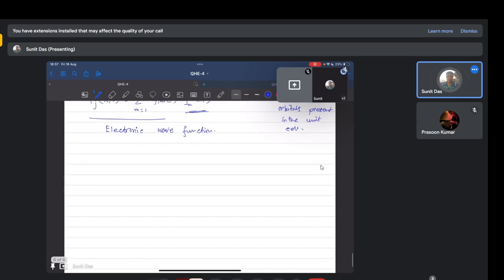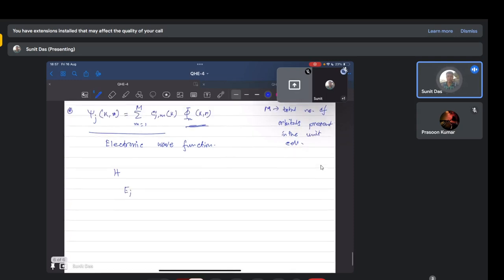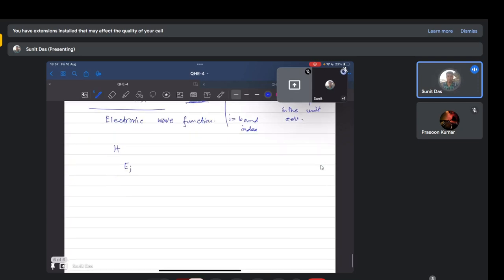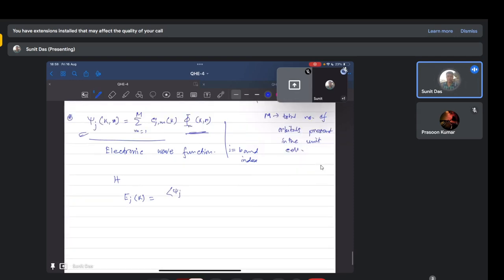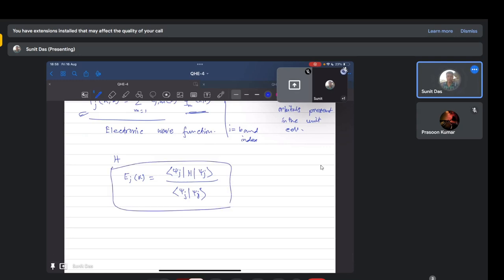So this is the electronic wave function, then let's say the Hamiltonian for the system is given by H. J is the band index, by the way. My energy for the jth band in k space is simply given by psi j, which is defined like this, sandwiched between the Hamiltonian and psi j, and in case it is not normalized, divided by the normalization of psi j. So this is the general procedure of obtaining the tight binding energy dispersion relation in k space.